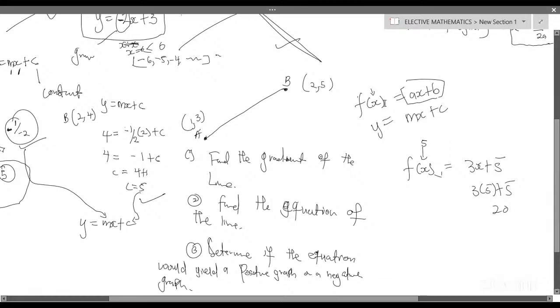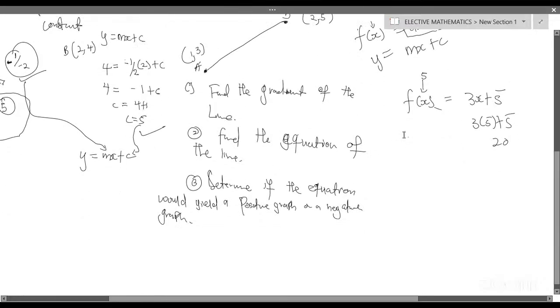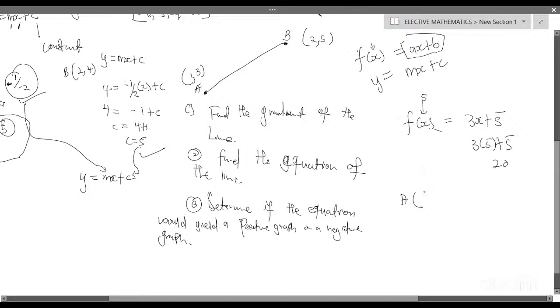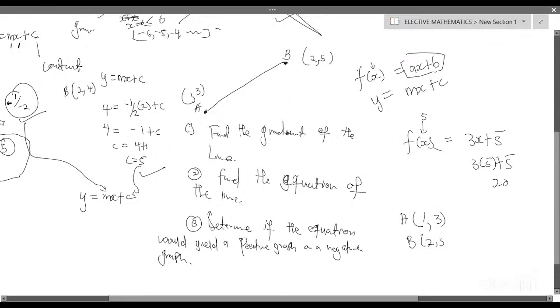So now let's solve the work. Find the gradient of the line. So first of all, we have to know our coordinates. So we'll state our coordinates. A is 1, 3, and then we'll state B is 2, 5. Then what is the gradient? Gradient, which is also known as m, is y2 minus y1 over x2 minus x1. It's up to us to label it. So we'll make this one x1, x2, y1, y2, and then we are going to go accordingly.